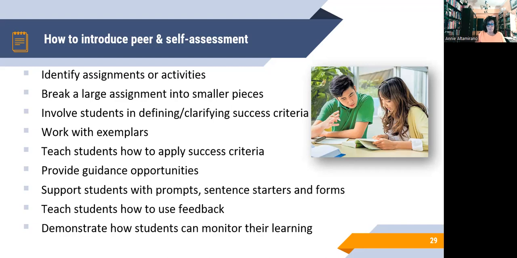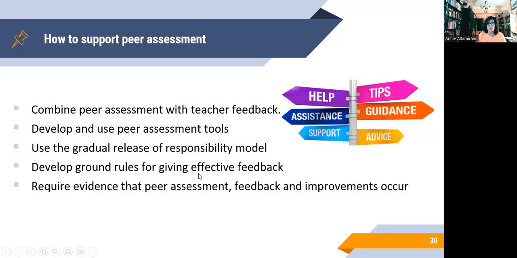them give appropriate feedback. Now, how can we support peer assessment over time? First of all, combine it with teacher feedback. And develop and use peer assessment tools, for example, templates, checklists, rubrics. Use the gradual release of responsibility model, that is, teacher modeling, guided instruction, shared practice, teachers and students, and then independent practice.